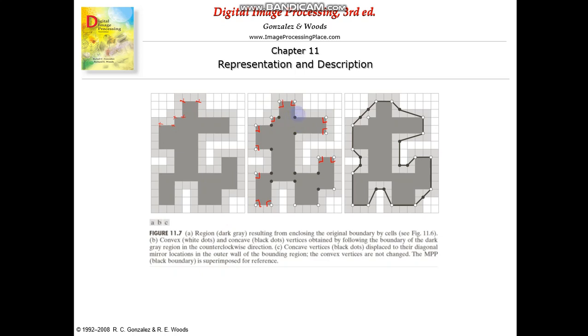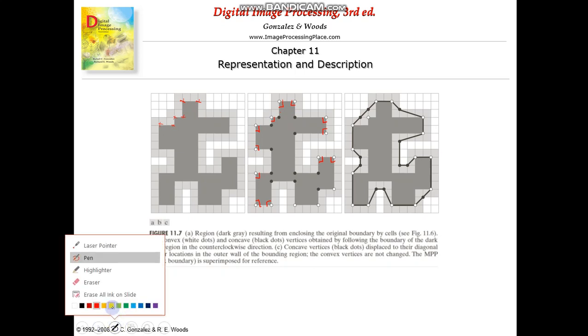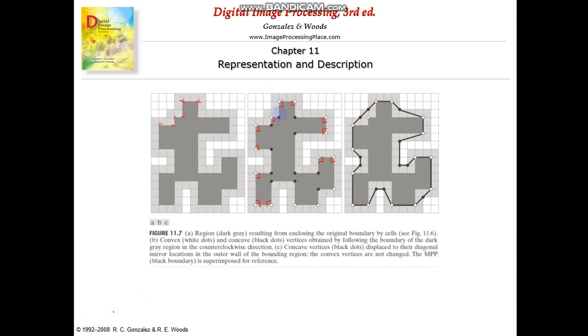Now let me move on to the black dots. See the angle. Measure from inside. See this, greater than 90 degrees. Everything is greater than 90 degrees. So these black dots are concave vertices.